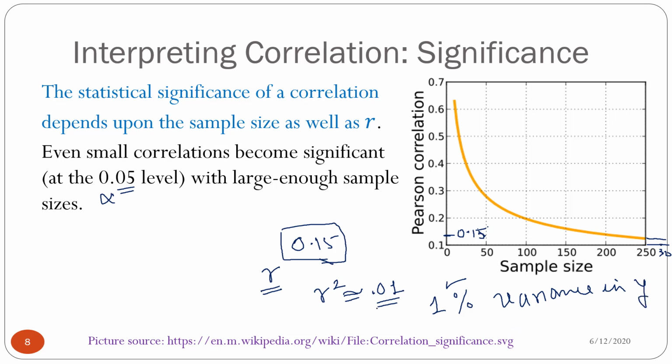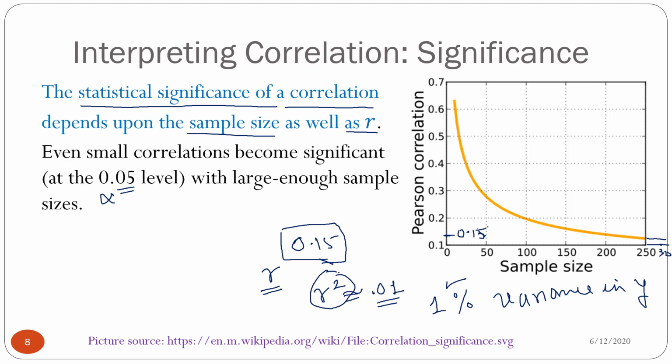So the point right here is that the statistical significance of correlation depends on the sample size as well as R. You should have a large sample size, and at the same time the value of R should also be high. Why do we want the value of R to be high? Because if R is small, then R square is going to be even smaller.